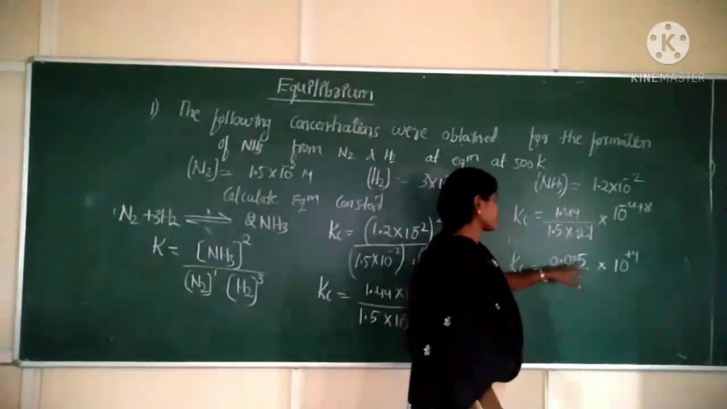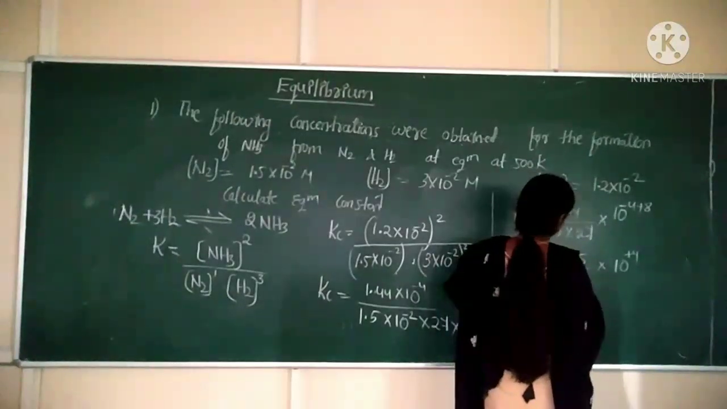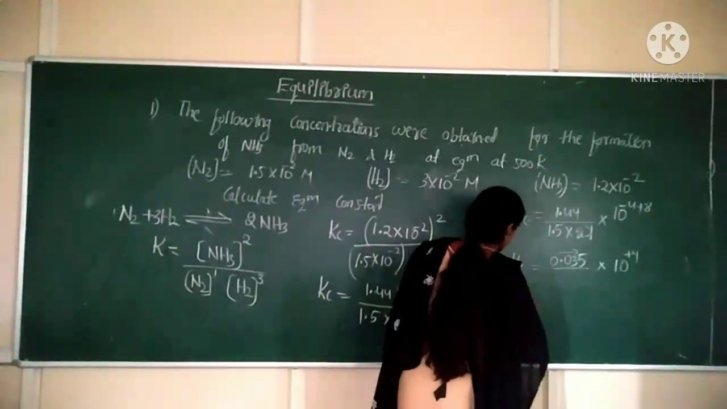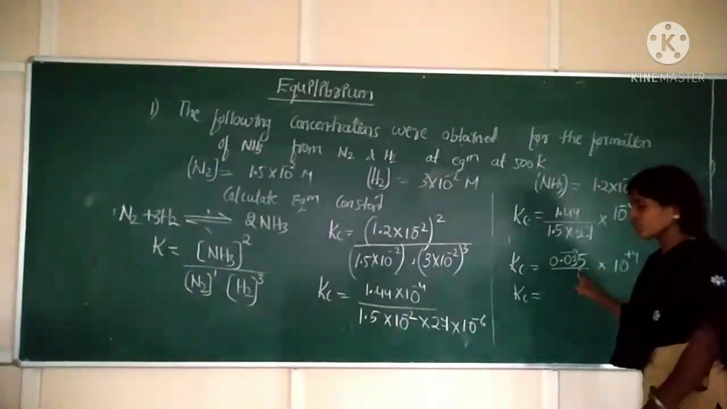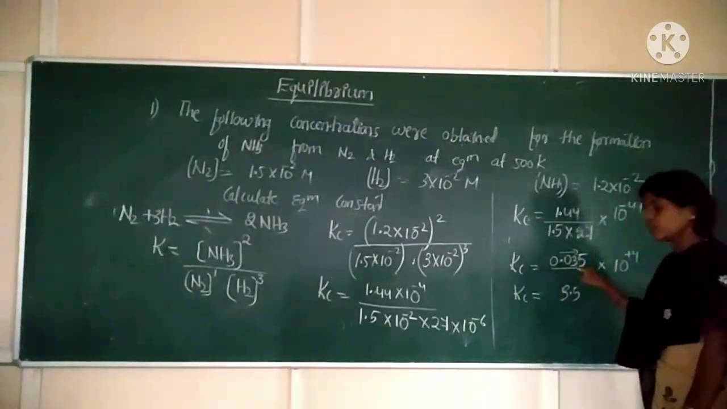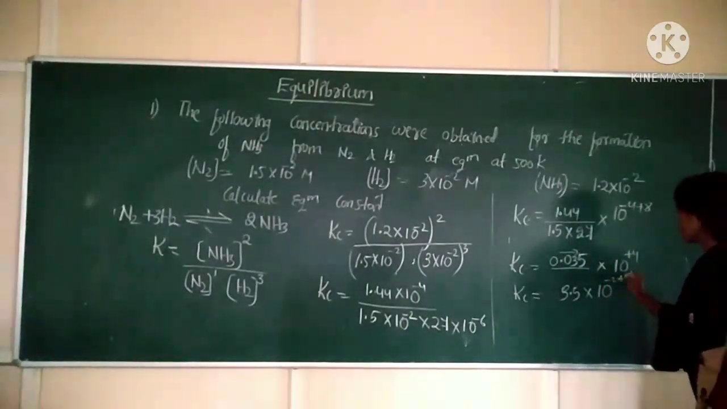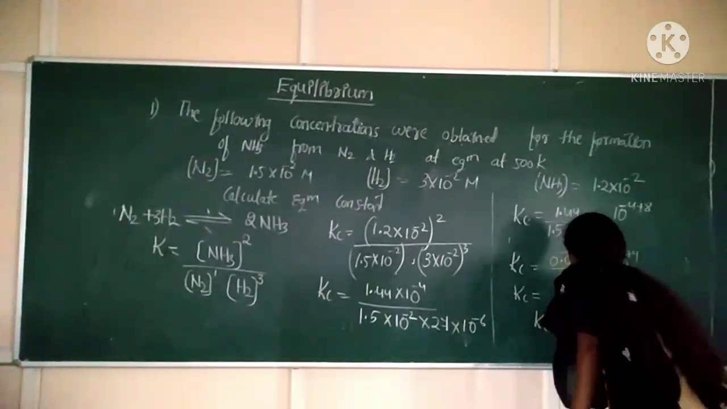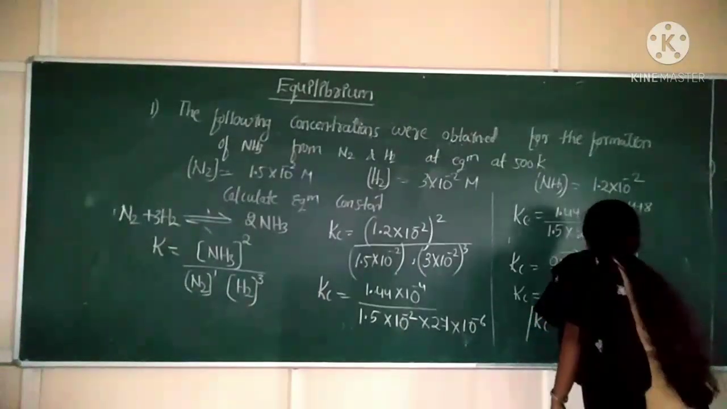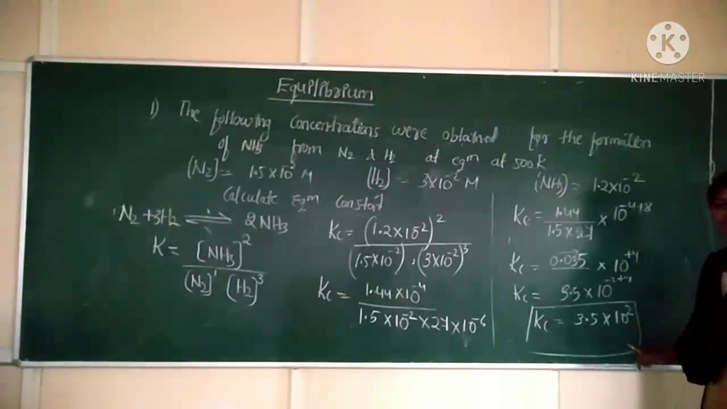Kc equals 0.035 into 10 to the power 4. Okay. You can move 2 digits to your right side. If you move 2 digits, it will become 3.5, into 10 to the power minus 2. This is plus 4. So Kc will be equal to 3.5 into 10 to the power 2. It does not have a unit because it is a ratio. So the Kc value is 3.5 into 10 to the power plus 2.